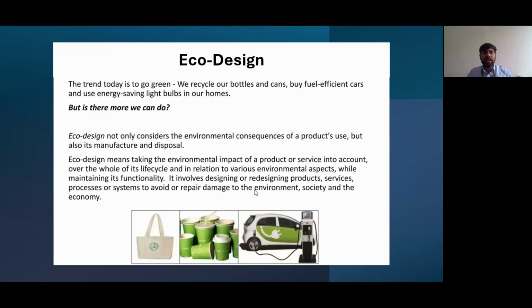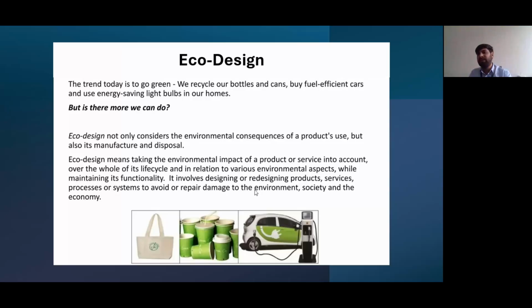It is trendy today to go green. We recycle our bottles and cans, buy fuel efficient cars, and use energy saving light bulbs in our homes, etc. But there is more we can do. This concerns not only consequences but also focuses on a product's manufacturing and its disposal.